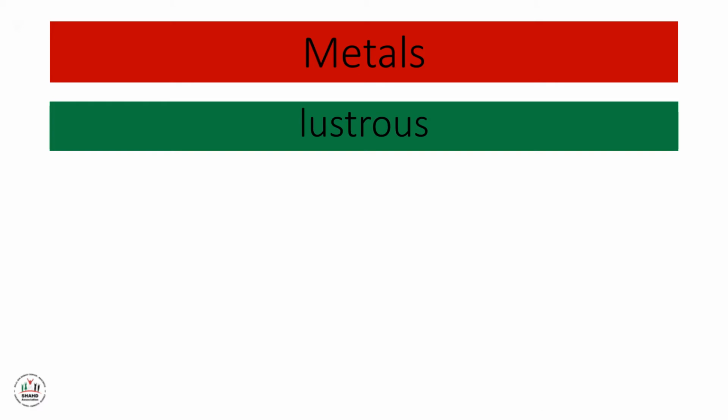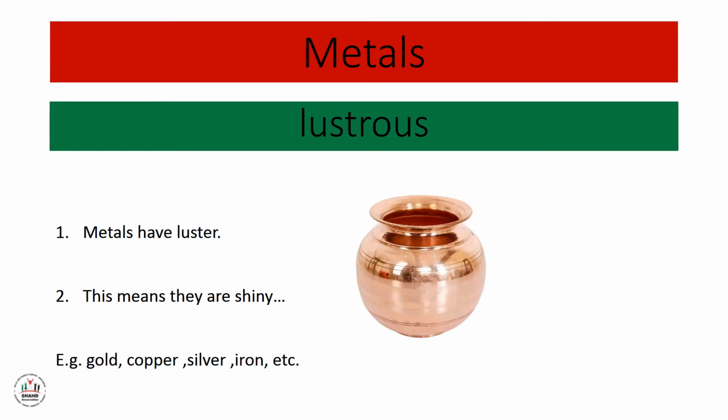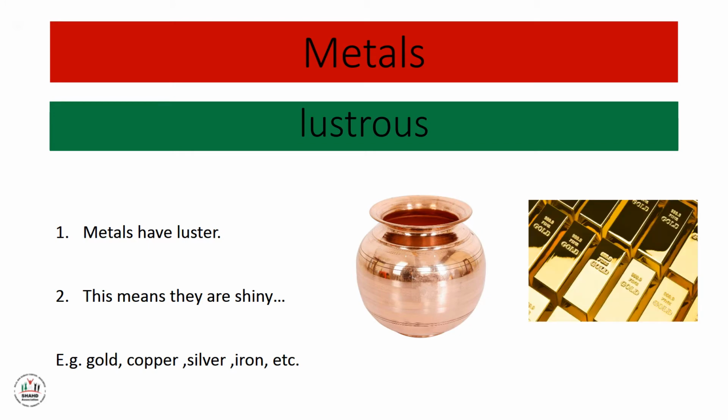Let's start our lesson by listing the properties of metals. The first property of metals is lustrous. Metals have luster. This means that they are shiny, as you can see in the two pictures. The first one is for copper and the second one is for gold. These two pictures show the metal that's shiny. We have also different examples of metals like silver, iron, and so on.